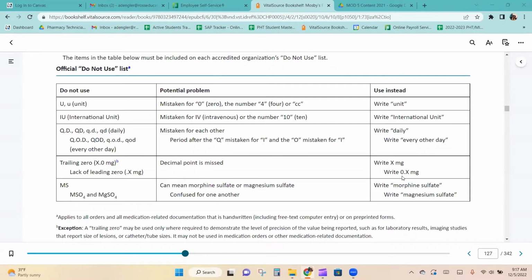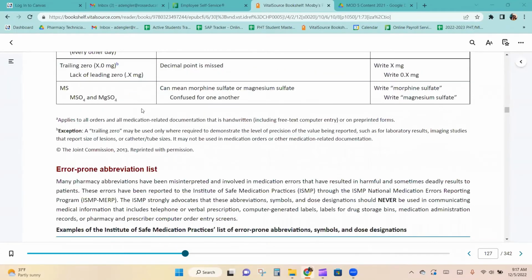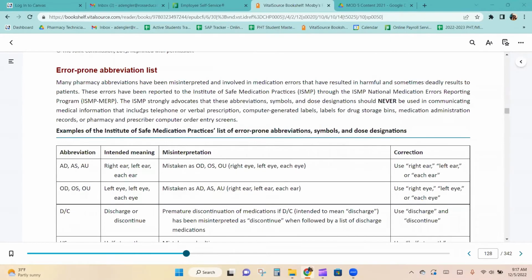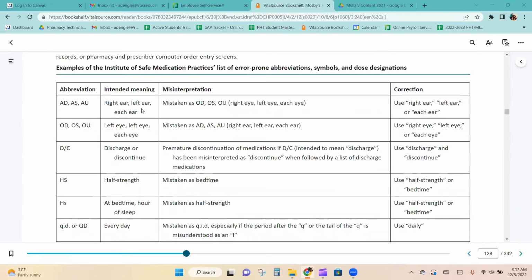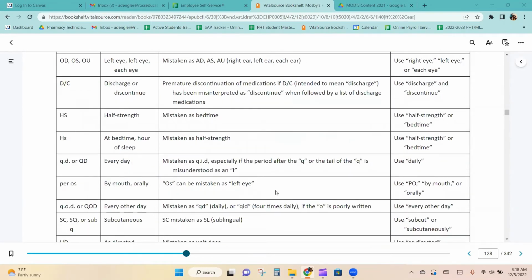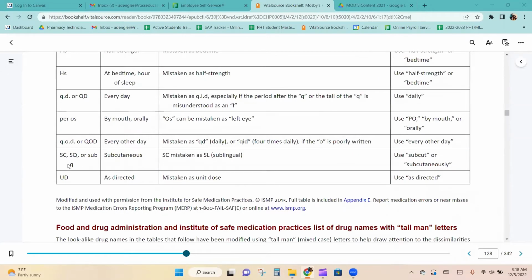Trailing zeros. You should always be writing a leading zero, 0.5, not .5, and never a trailing zero like 5.0. And then we have the error-prone abbreviation list. So you can see that HS for half strength is mistaken as bedtime. And a few other ones, like SC is sometimes mistaken as sublingual.